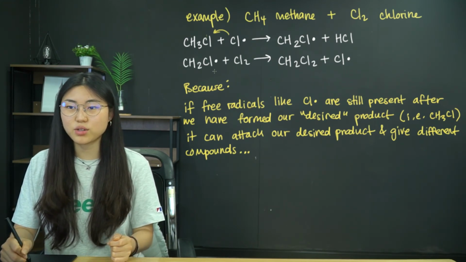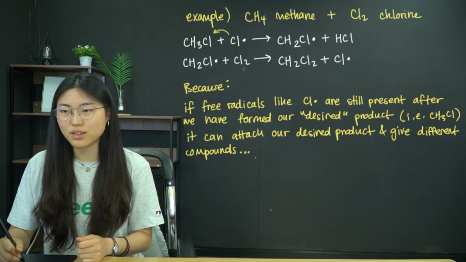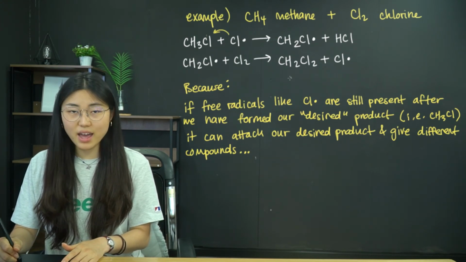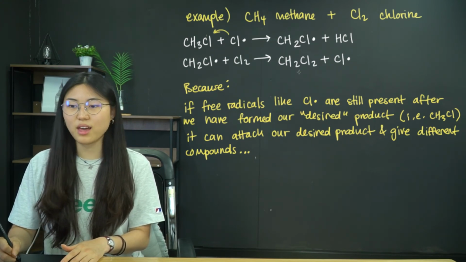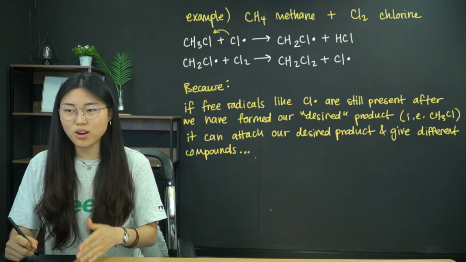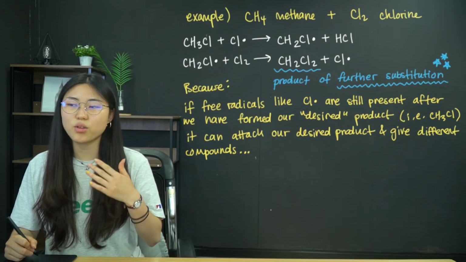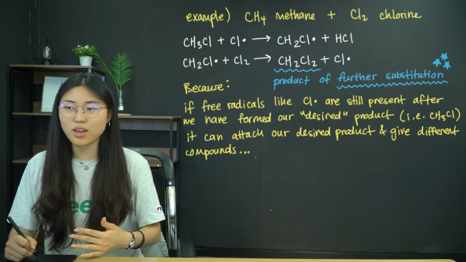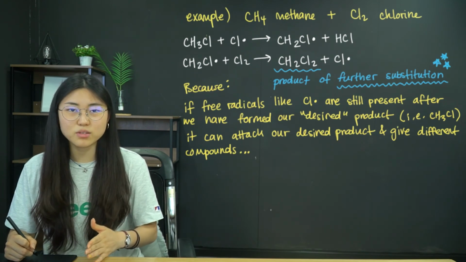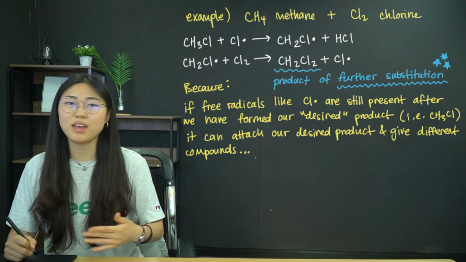Then that new free radical is going to go and attack my stable chlorine in excess. If I had more chlorine, then it's going to give me a dichloromethane, which I don't want. This is a product of further substitution. So these reactions are called further substitution. As long as you still have chlorine free radicals, if you don't get rid of them, this is going to happen again and again.